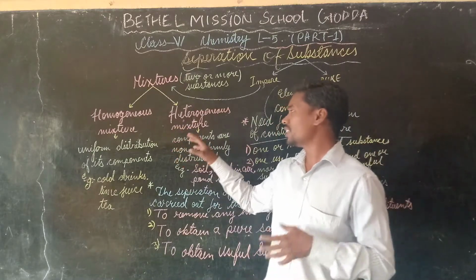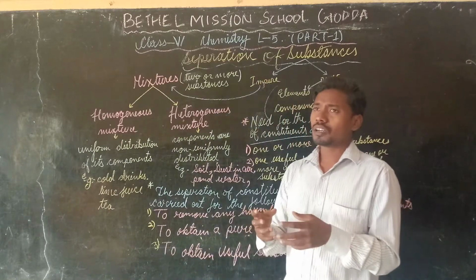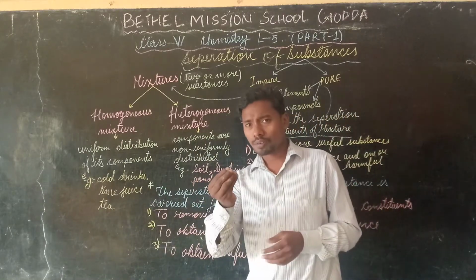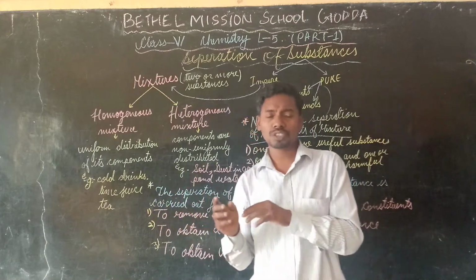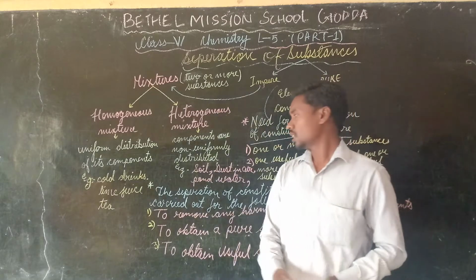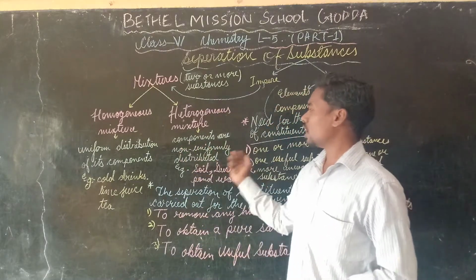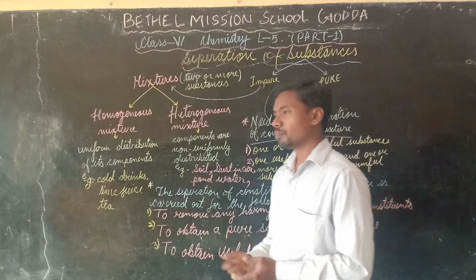Then we have heterogeneous mixtures. In heterogeneous mixtures, the components are not uniformly distributed. If you take the first part, it will have a different composition. If you take the second part, it will have a different composition. So these compositions are not uniform. A very good example is soil.